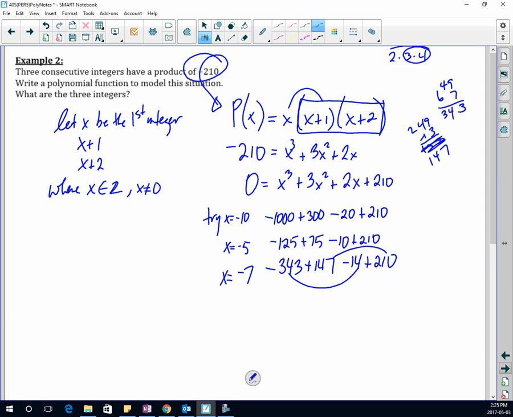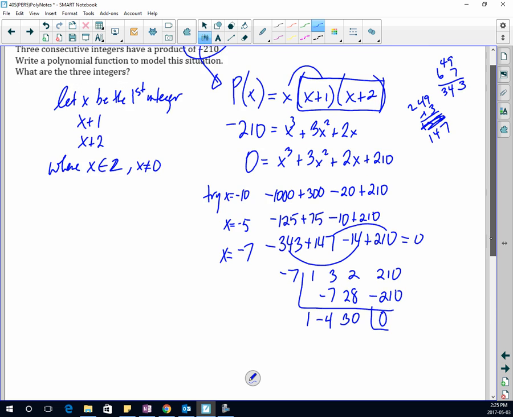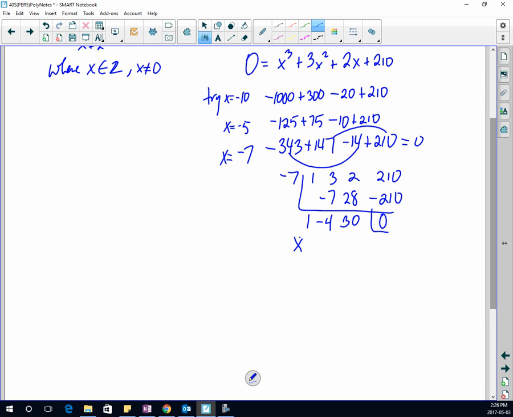Because it's a non-calculator part, traditionally they'll make sure the number's a little lower to deal with. But you get 0, so it works. So negative 7, and then we get 1, 3, 2, 210. So 1, negative 7, negative 4, negative 28, 30, negative 210, so then we get a 0. So this represents x squared minus 4x plus 30. Does that factor?